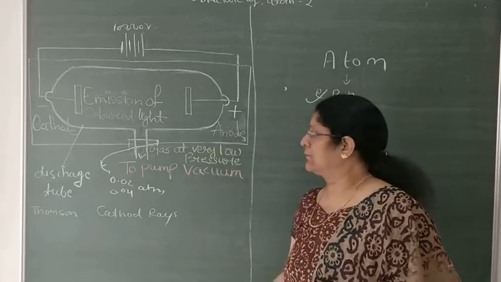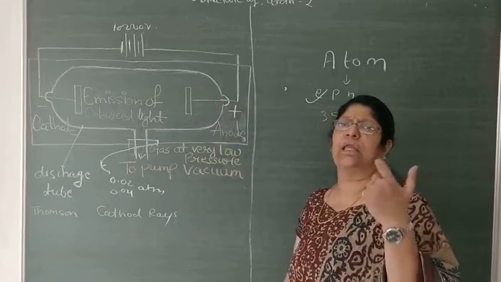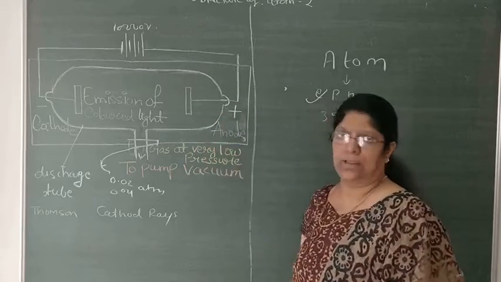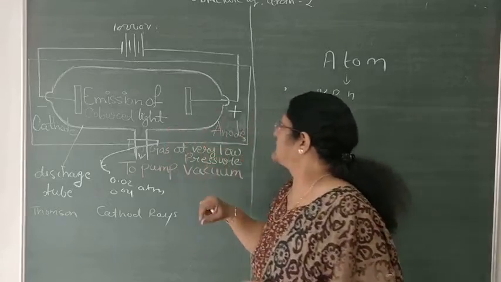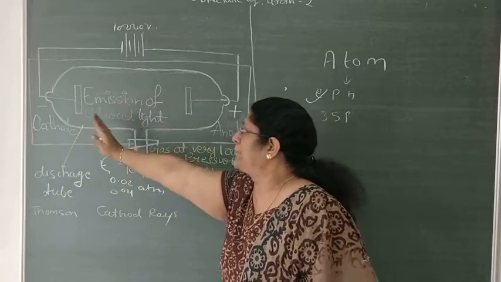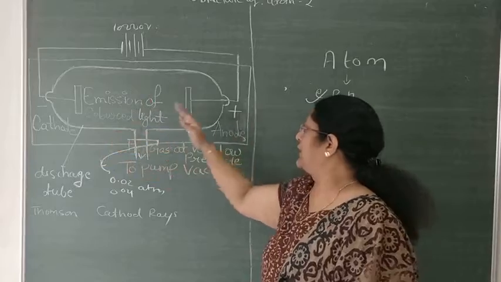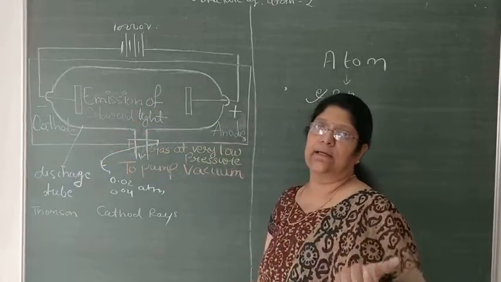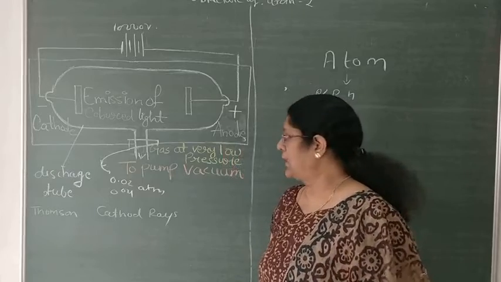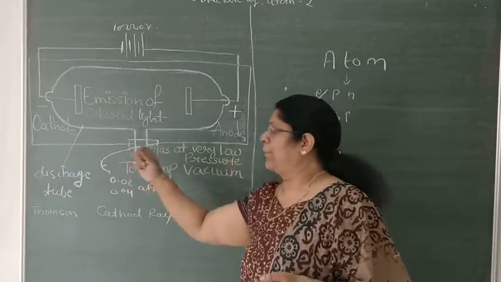So what he did, he took one discharge tube and filled this discharge tube with any type of gas, hydrogen, oxygen, nitrogen, whatever you want, you can take. And in this discharge tube, two electrodes are fitted, on both sides. The left side is the negative electrode, that is the cathode, and the right side is the positive electrode, that is the anode.